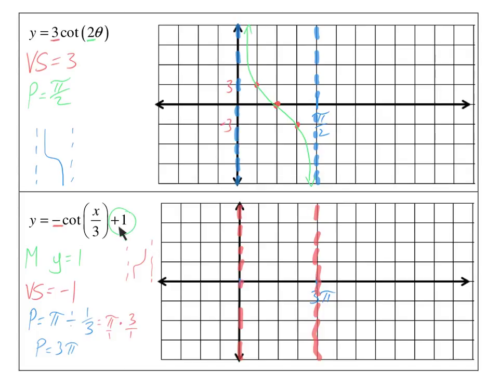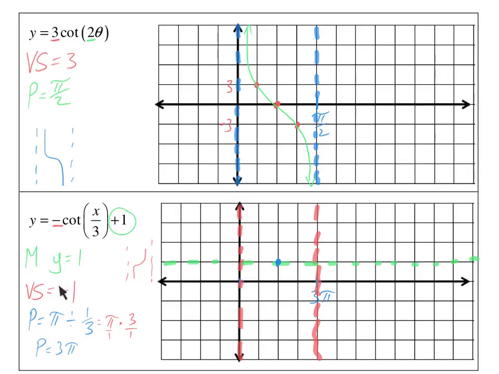Now the thing is, I almost forgot to graph my midline. My midline, very important, is going to be right here at positive 1. That's a very important feature. So my graph is between these two and centered around that midline. Halfway between here on the midline, which is right there, is going to be the center of my graph.